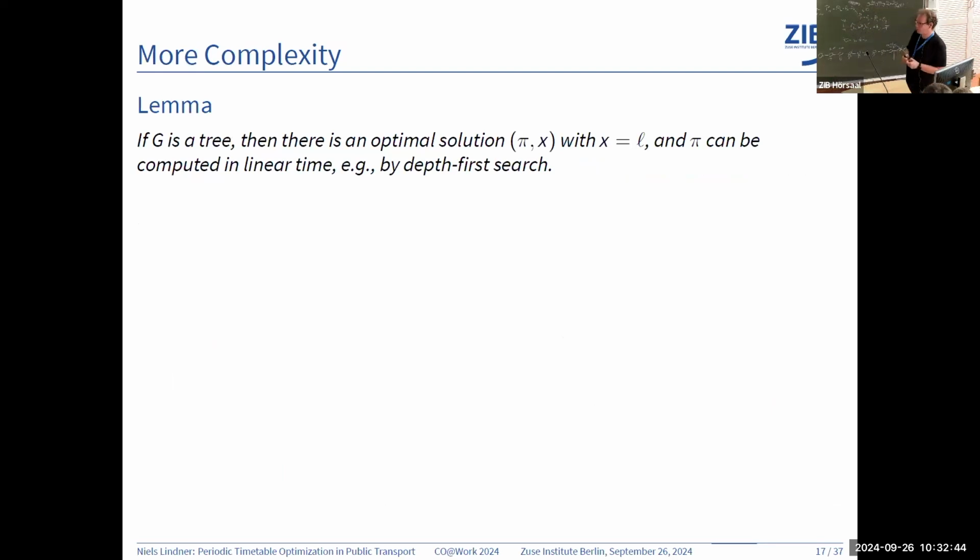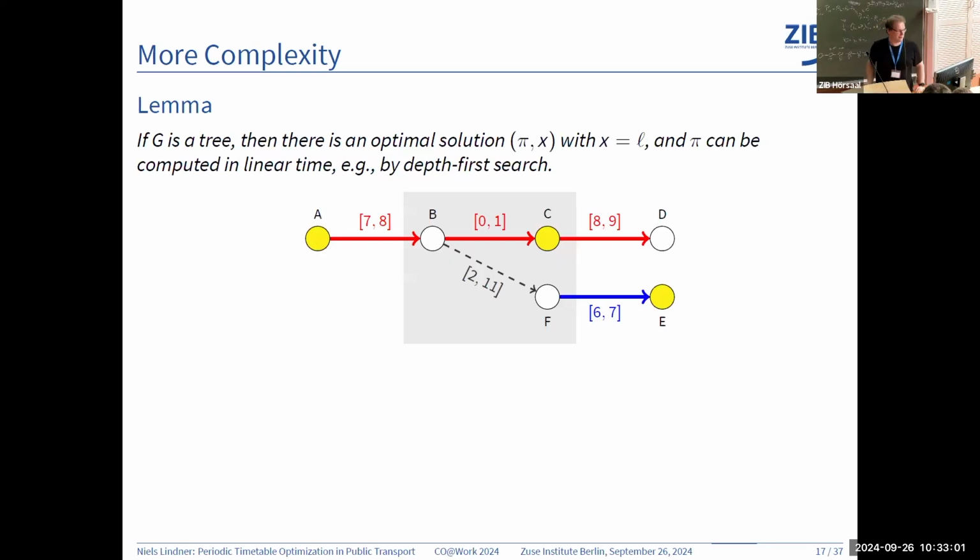So when can you solve this problem in a straightforward way? This is the one where the graph that you consider is a tree. If you have a tree, then taking lower bounds will always work, and you can construct the timetable from that by just traversing the tree, let's say by depth first search. Let me show you how this works.